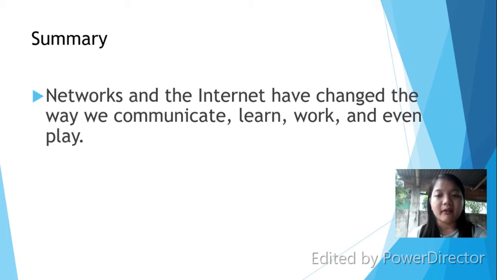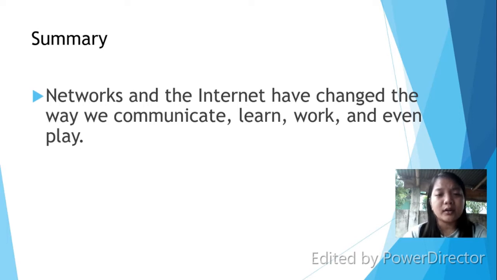Networks and the internet have changed the way we communicate, learn, work, and even play. So the network or the internet has a big change for us. The first is how we communicate. So we easily communicate to others through social media. Unlike before, we had a hard time communicating with others away from us. So now we have Facebook and Messenger, so we can easily communicate to others even if they are miles away from us.